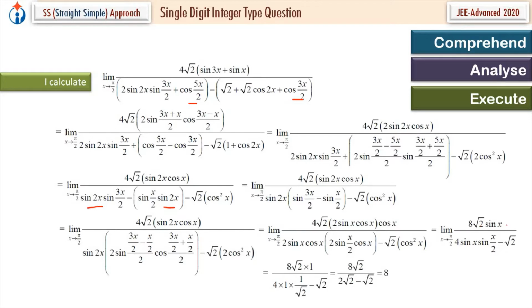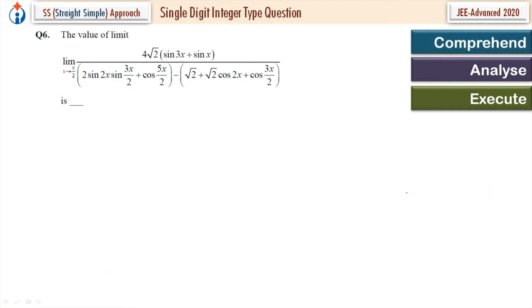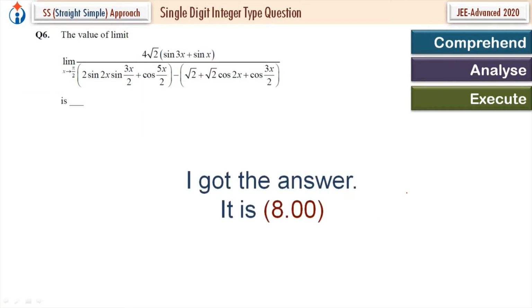So this is 8 root 2 sin pi by 2, which is 1, over 4 sin pi by 4, which is 1 by root 2. So 8 root 2 upon 2 root 2 minus root 2. So 8 root 2 upon root 2, which is 8. This is determinate form. I determined the value of the limit. Straight, simple approach. Basic results, basic definitions. Only the expression was looking like, wow. I got the answer. It is 8.